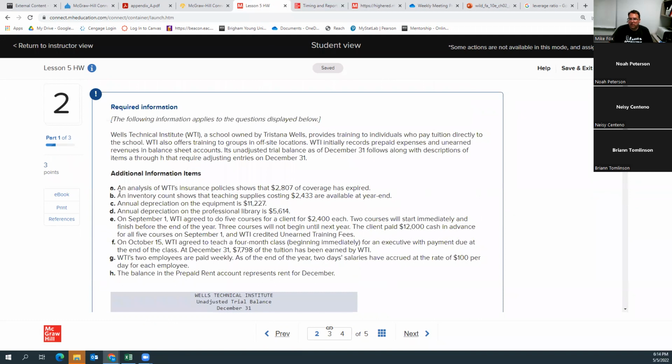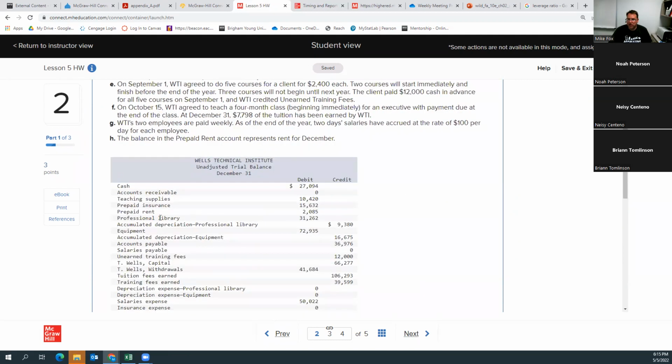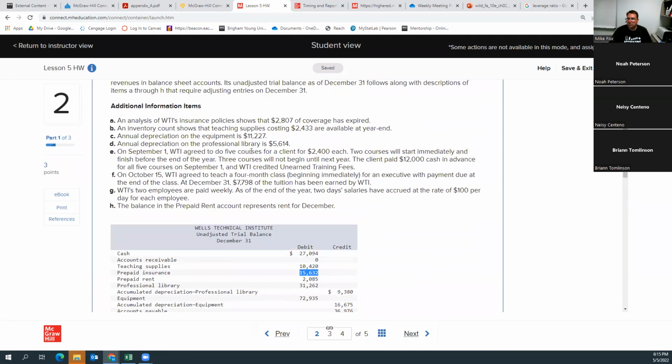All right, so the first one says, an analysis of WTI's insurance policy shows that $2,807 of coverage has expired. So that's just confusing language. But expired means that they have used that insurance. We can look on our unadjusted trial balance and see that we have prepaid insurance as an asset. That means the company had paid $15,632 in advance for insurance. And then at the end of the financial period, we say, okay, 2,807 of that has now been used. That's what they mean by expired.